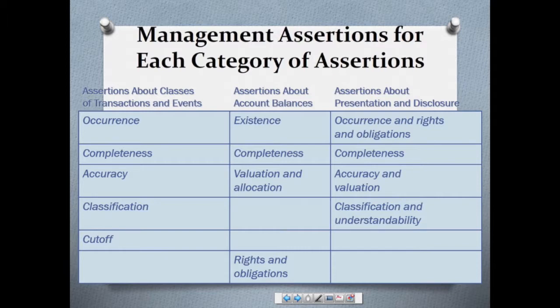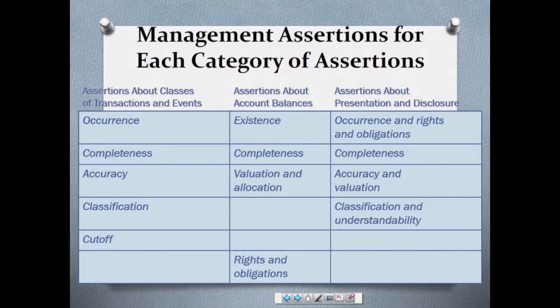Completeness is what it says, that everything that should be included is included, and you'll notice that completeness is an assertion that's made under each category of assertion. Valuation deals with the net realizable value of the account. So if you see something with valuation, normally in the revenue cycle I'm going to be talking about the allowance account.